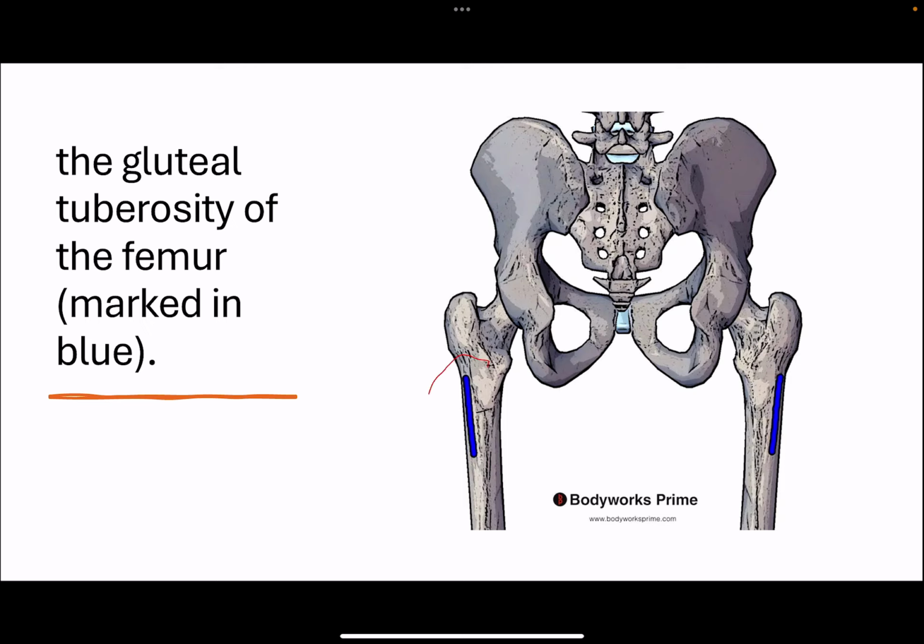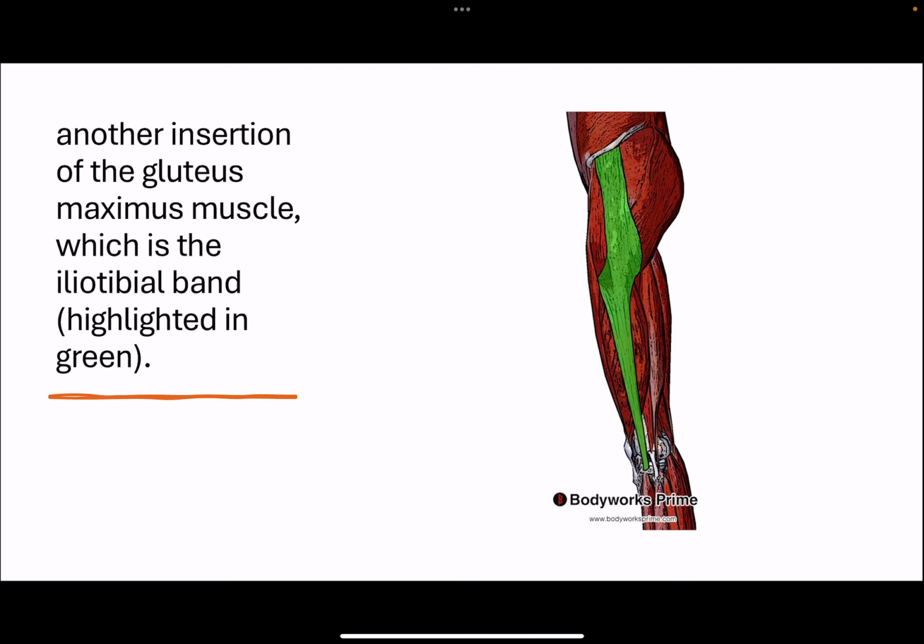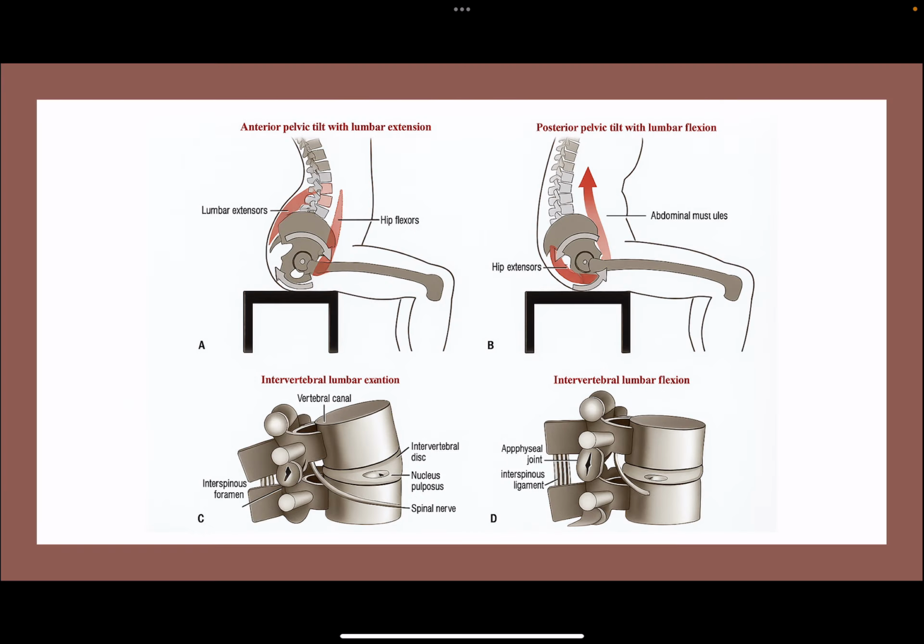It is inserted in common at the gluteal tuberosity line in the femur, marked in blue. Another insertion is at the iliotibial band. Okay. Let's break down this picture. When lumbar extensors are tight, and hip flexors also, and there is weak abdominal and weak hip extensors, it is the shape of our back.